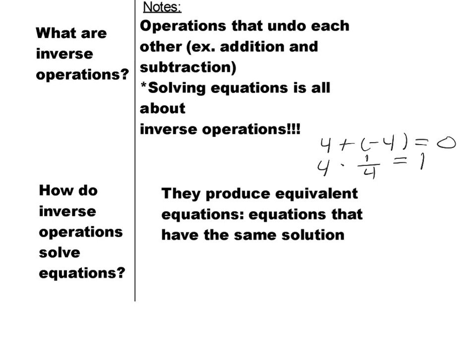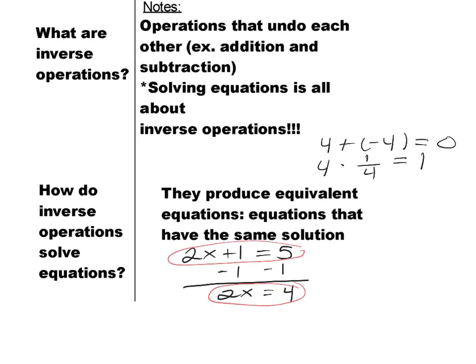The opposite of addition is subtraction, the opposite of multiplication is division, etc. Now this part that says they produce equivalent equations, inverse operations, what does that mean? Well, let's go back to that first problem that I looked at: 2x plus 1 equals 5. The first step to solving this is, of course, subtracting 1. When I do that, what I've produced is an equivalent equation. All that means is that this and this are the same thing, they're just in different forms. Does that make sense?